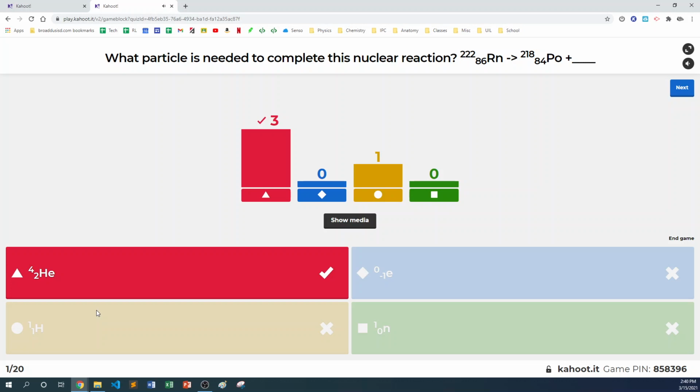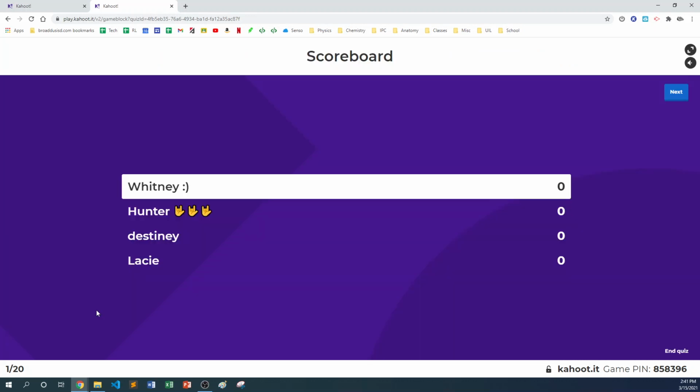So, 222 minus 218 is 4. So we know the top number will be 4. Do the same with the bottom. 86 minus 84 is 82. I just did 86 minus 84.